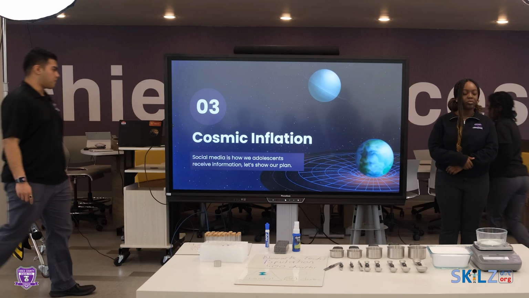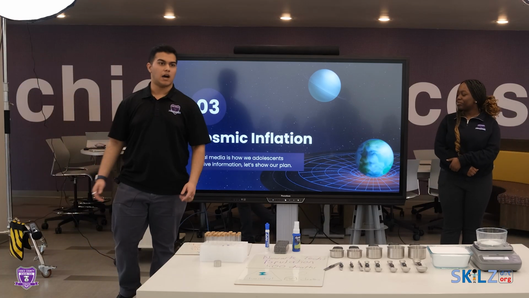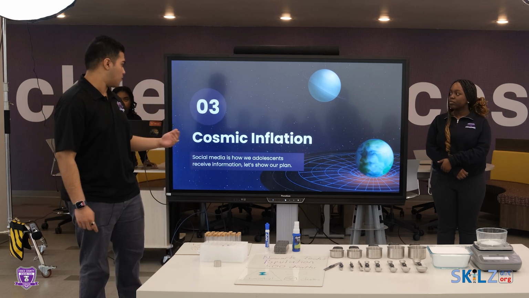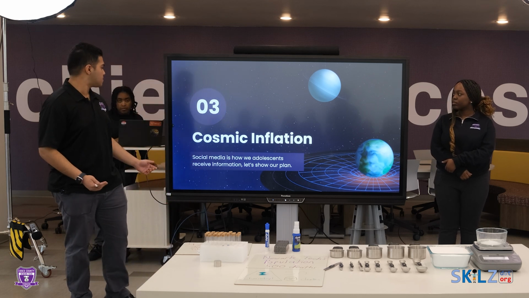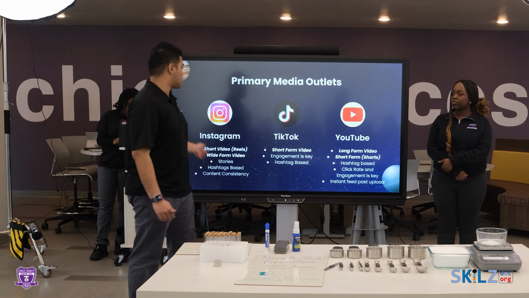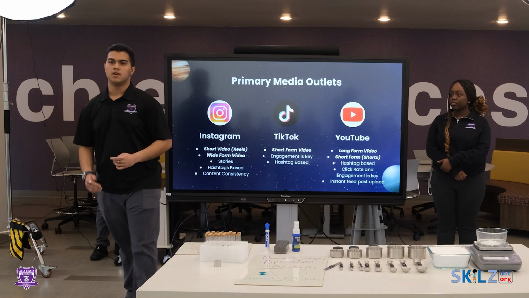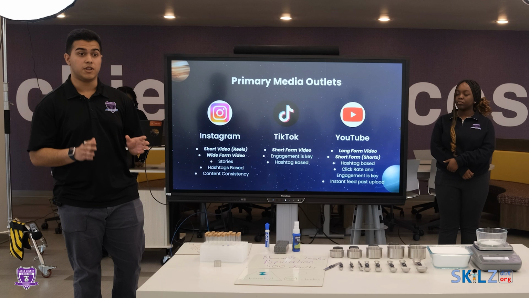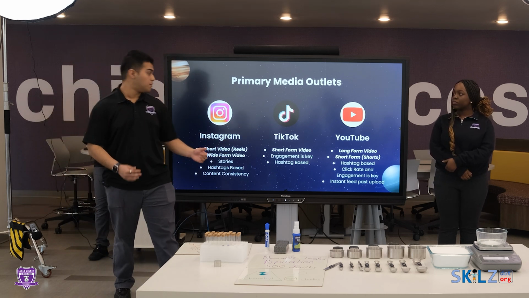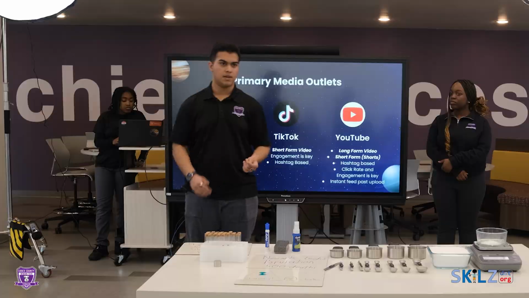Okay. Now for cosmic inflation. This is how we're going to actually spread this information to adolescents or teenagers, people our age. We have three primary social media outlets: Instagram, TikTok, and YouTube. All three platforms have a short-form video option. For example, Instagram has Reels, TikTok has its own, and YouTube has Shorts.